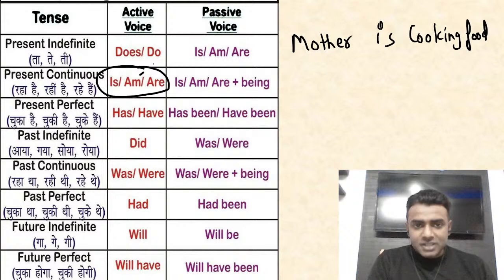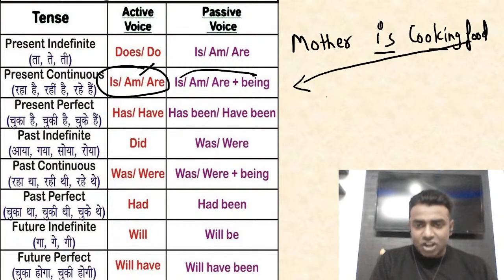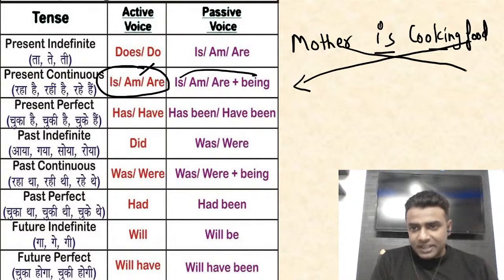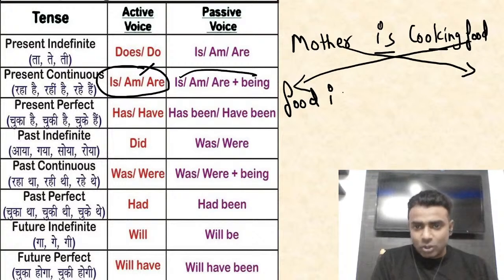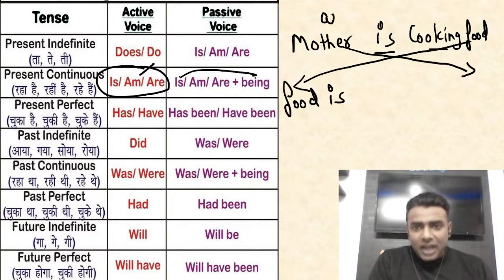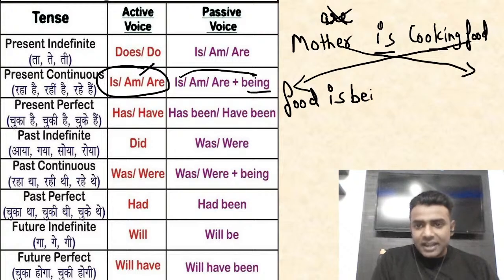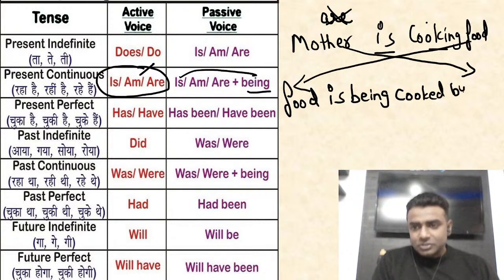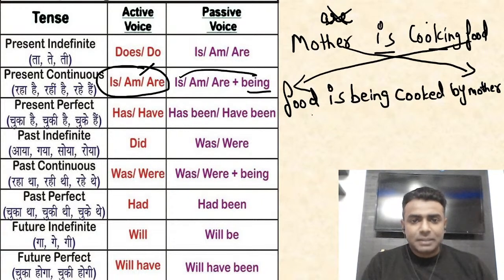See, active voice is is plus ing form. And when you change, again food will come in the place of the subject and mother will take the place of the object. Food, and then is, because food is singular. In case the subject were plural, then you would add are. So food is, then being. Again the same thing, verb's third form, cooked by mother. So kindly do it on your own. You will love it. It's simple mathematics.